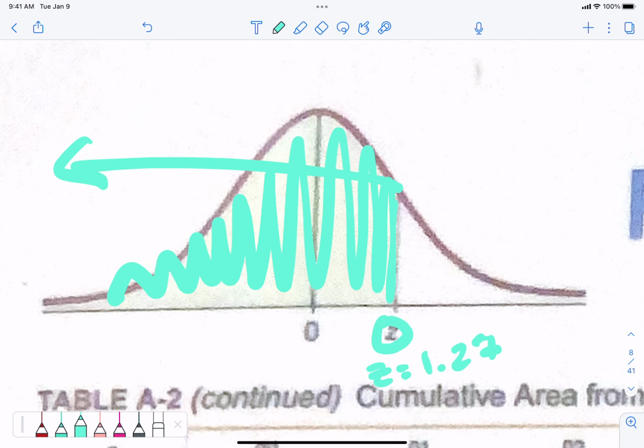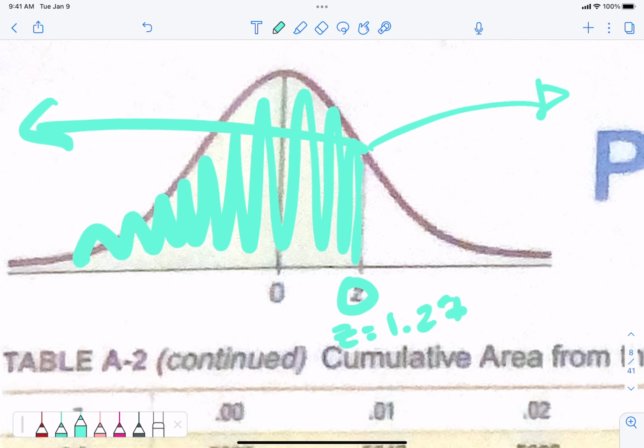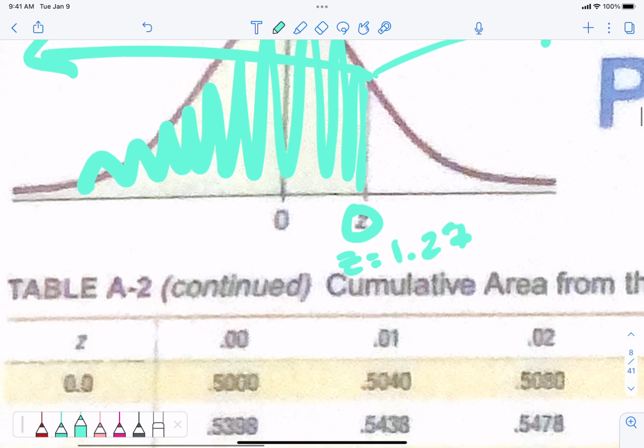If you want above, you would subtract from 100%. So if I say, what percent of people have a z-score that's above 1.27, you would subtract that from 100%, okay? Every single time you look at this chart, it's always going to measure how many people are below that z-score. Okay? All right, so remember that. So I want to know the probability or the percent of people that are below 1.27.